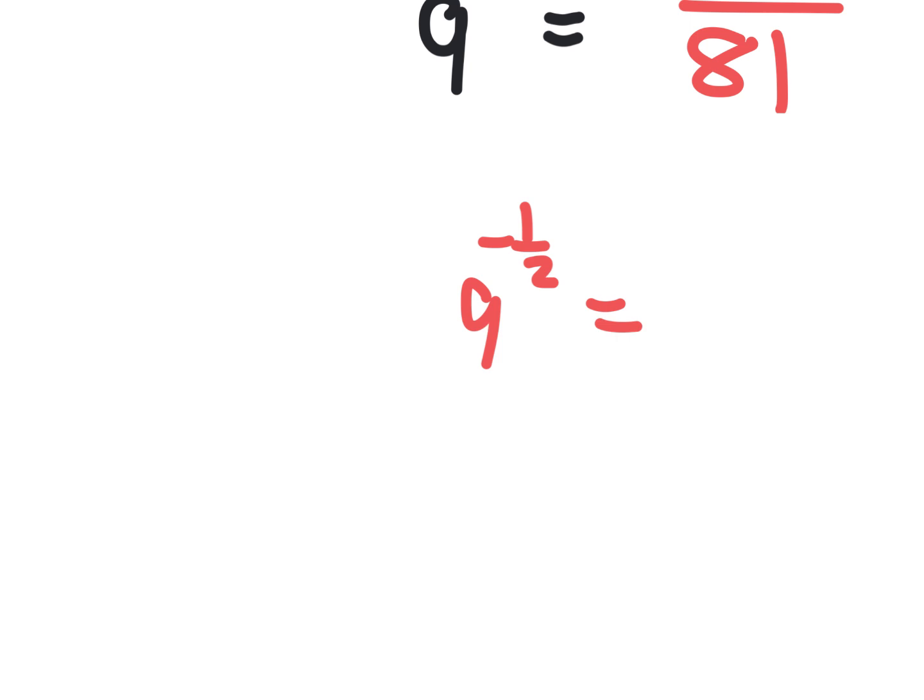What's the 1/2 mean? Square root. And then the negative means 1 over it. So if the square root of 9 is really 3 and then you put 1 over it, it'd be 1/3. Raise your hand if you had 1/3. Okay, awesome.